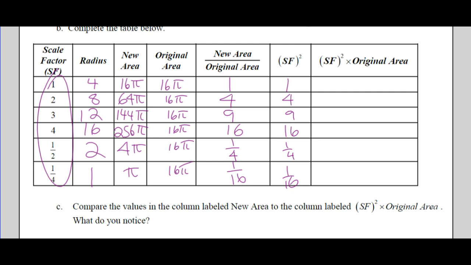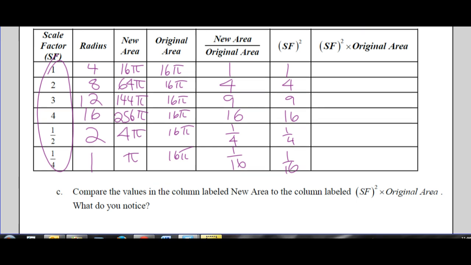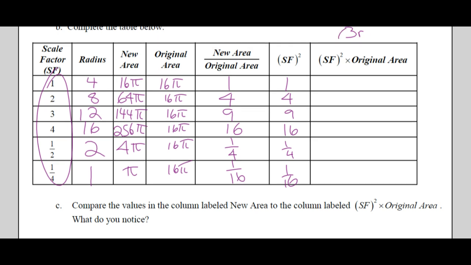If I take 3R, whoops, didn't want to move that. Hang on, let's see if we can. So if I'm tripling, that means I'm taking 3R. When I square that, what's 3R quantity squared? 9R squared, right? So you're going to scale it up by a factor of 9. Anyways. This times the original area, so 16 pi, right? It's just going to be the new area, 64 pi.